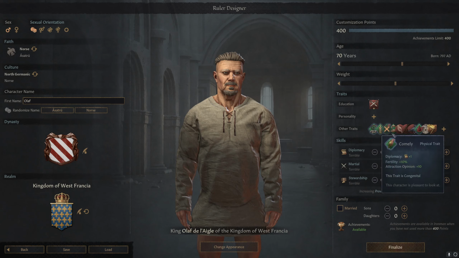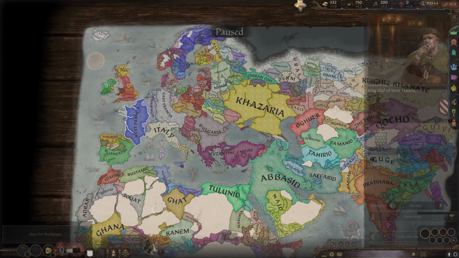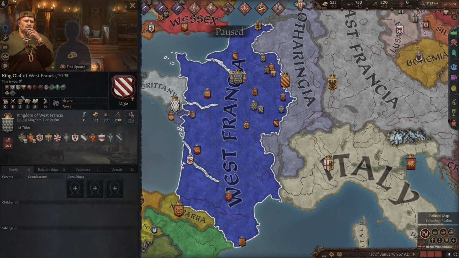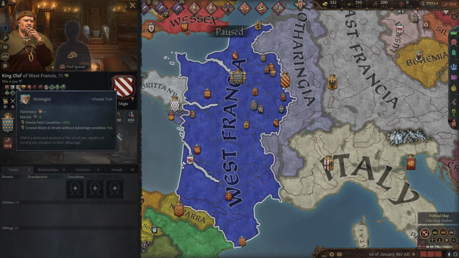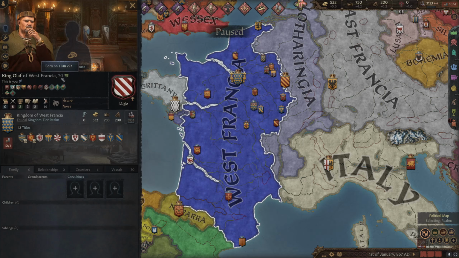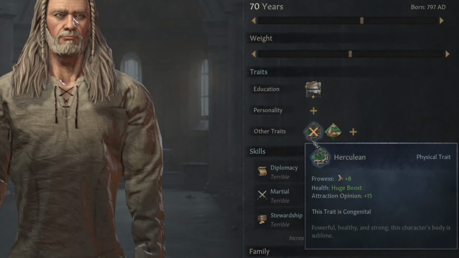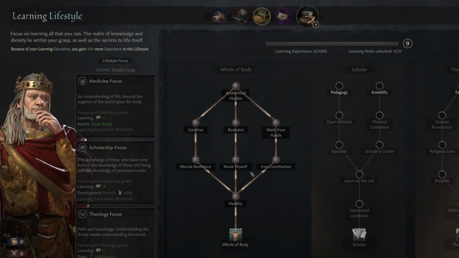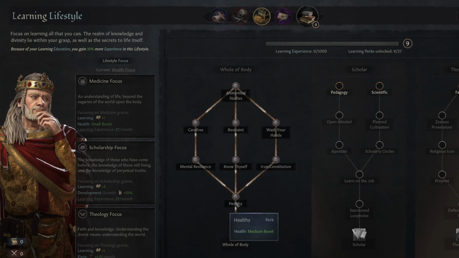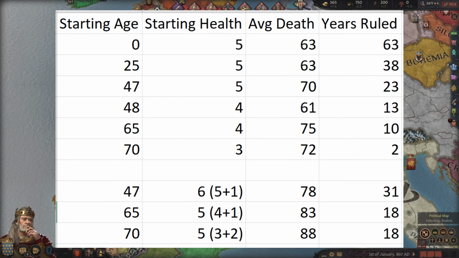You'll see I haven't picked any lifestyle traits. But when I start with him and I look at him, you'll see I've gotten 2 free martial lifestyle traits. So older rulers can actually be pretty good. When starting off as someone older, it's important to incorporate health boosting traits and/or the whole body tree to live longer. I did some math on Excel so you don't have to.